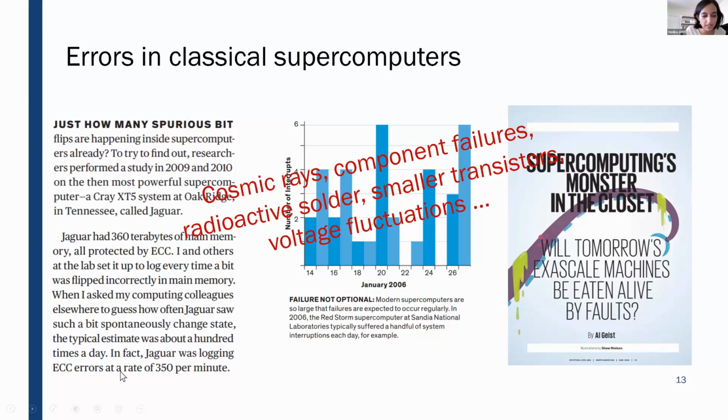Right. I mean, they say, for instance, at the bottom of this paragraph that they were logging ECC errors at a rate of 350 per minute. So I think it's just a problem of scale. Even if your error rates are very low, you're at that scale. Big volume. Yeah. Okay.